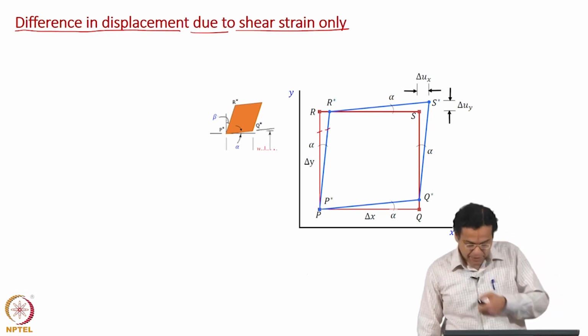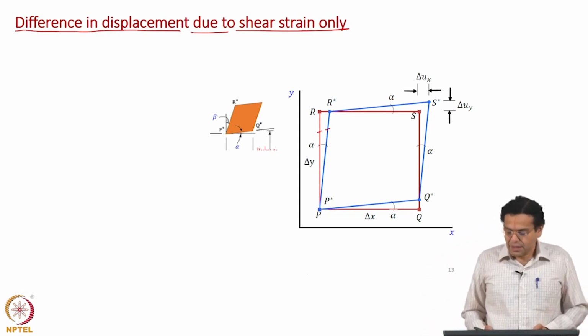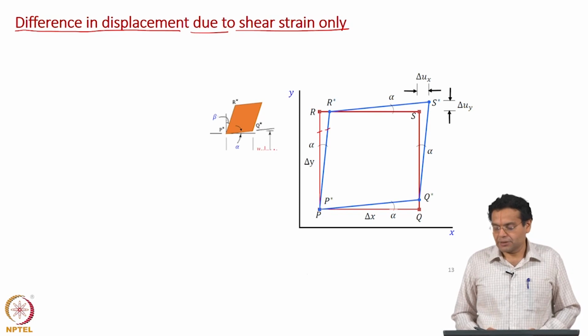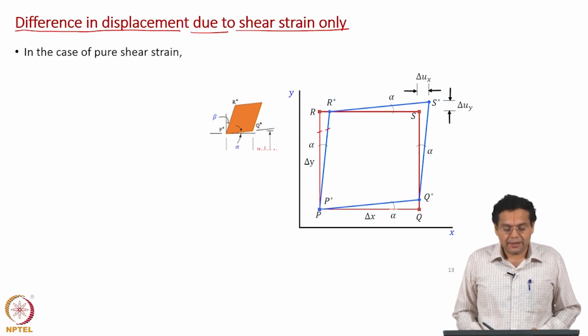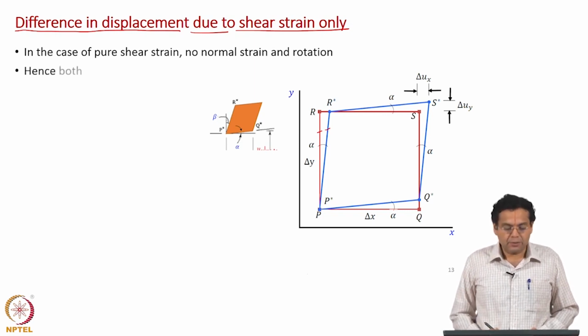Okay. Now, of course, the lengths delta x, delta y are shown. Let us proceed further to explain other nomenclature. Okay. We are considering the case of pure shear strain where there is no normal strain and rotation.